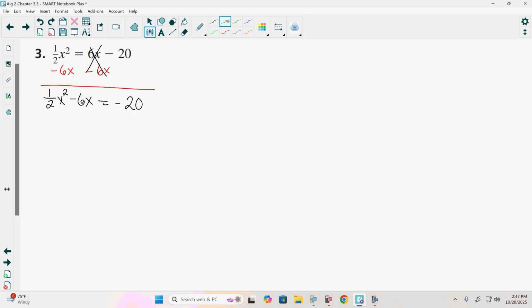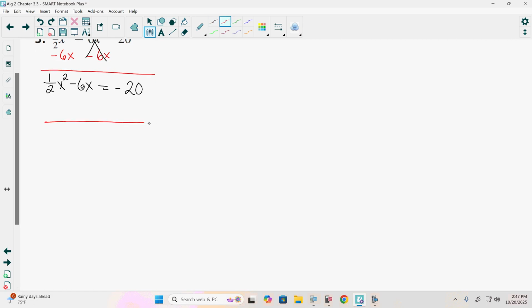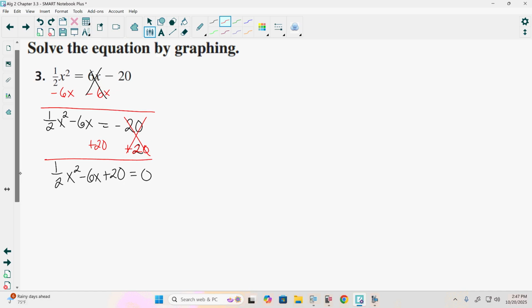Is it equal to 0 now? No, so what do we have to do now? We'd have to use our opposite operation, so we would add 20 to both sides, because negative 20 plus 20 is indeed 0. On the left-hand side, we'll have 1/2 x squared minus 6x plus 20 is equal to 0. Questions on how we got this equation equal to 0? We feel good with this here.